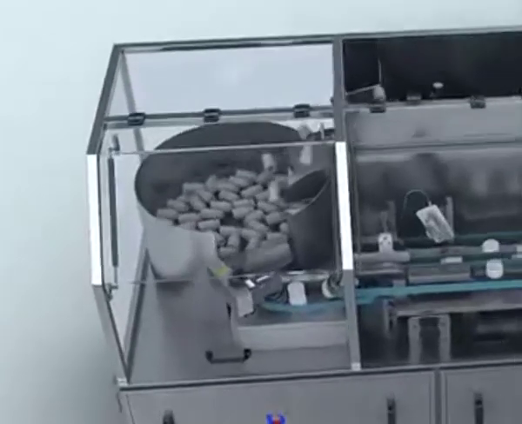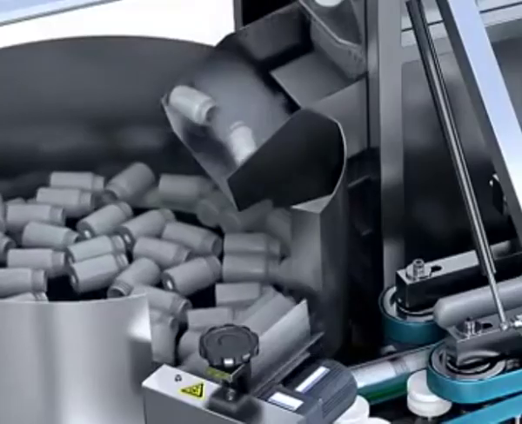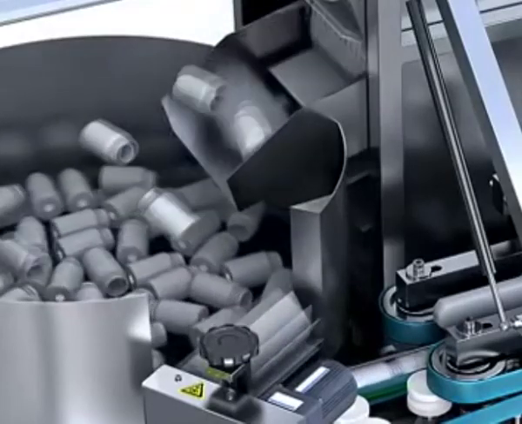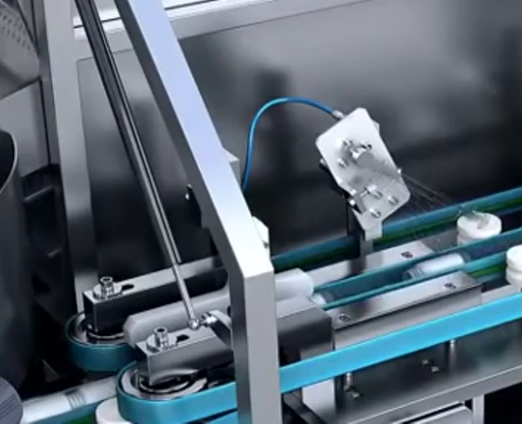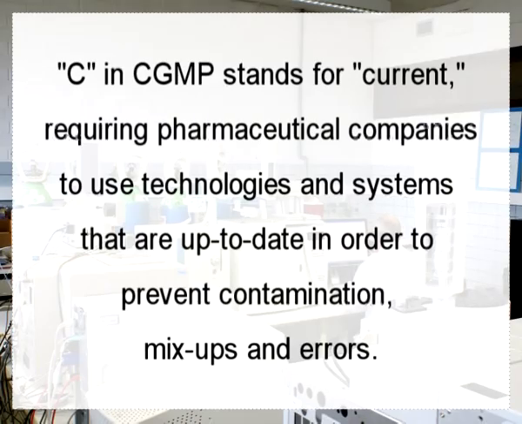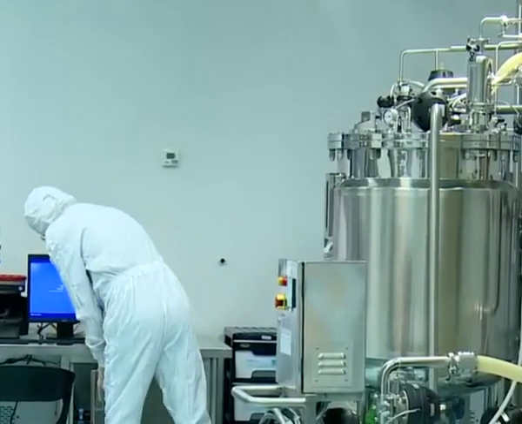Now we need to discuss exactly what CGMP is. CGMP refers to current good manufacturing practices. GMP regulations are enforced by the Food and Drug Administration. The C in CGMP stands for current, requiring pharmaceutical companies to use technologies and systems that are up to date in order to prevent contamination, mix-ups and errors. CGMP assures proper design, monitoring and control of manufacturing processes and facilities.